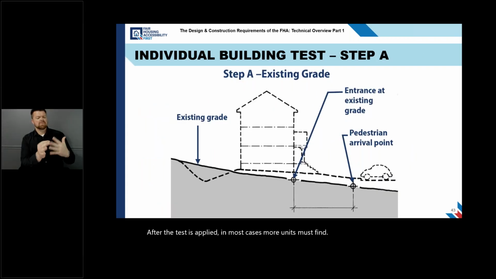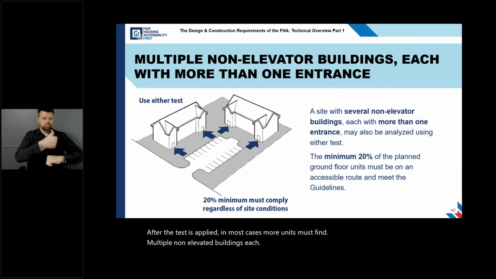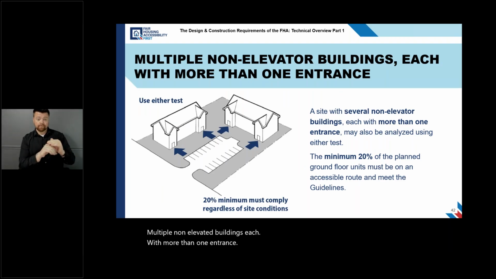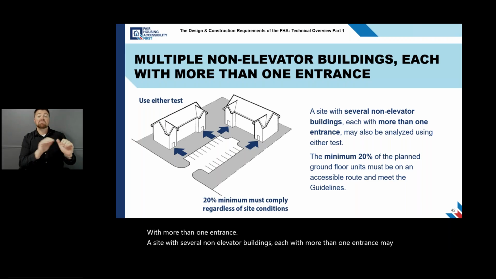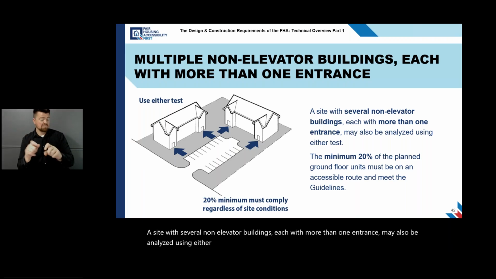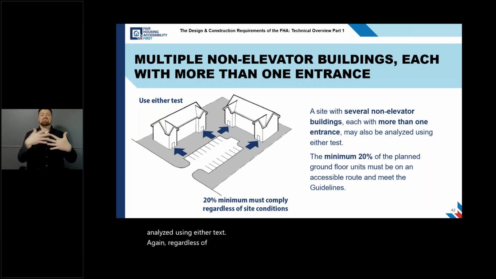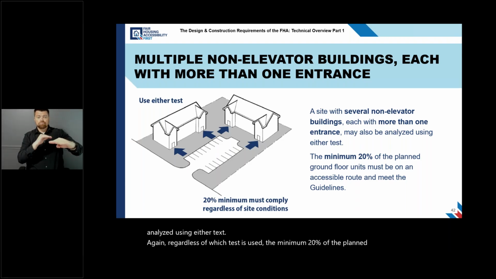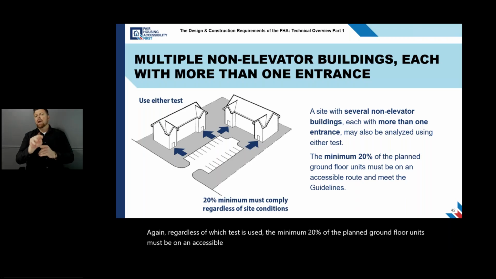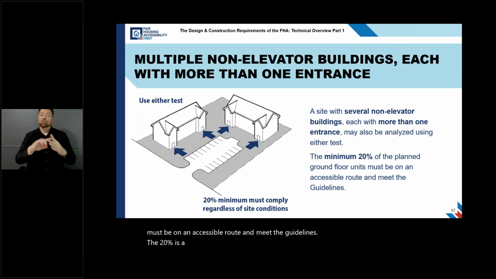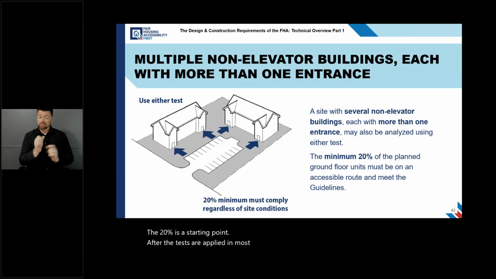Multiple non-elevator buildings, each with more than one entrance. A site with several non-elevator buildings, each with more than one entrance, may also be analyzed using either test. Again, regardless of which test is used, the minimum 20% of the planned ground floor units must be on an accessible route and meet the guidelines. The 20% is a starting point. After the tests are applied, in most cases, more units must comply.